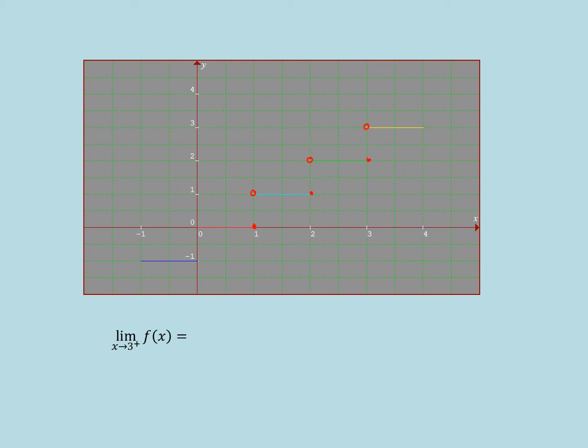Let's go back to our limit. The limit of f of x as x approaches 3 from the right. So let's let our x values approach 3 from the right. We're going to analyze what's happening with the y values. That appears to be approaching 3. Remember, the function does not have to be defined at that particular point. It's what we are approaching.